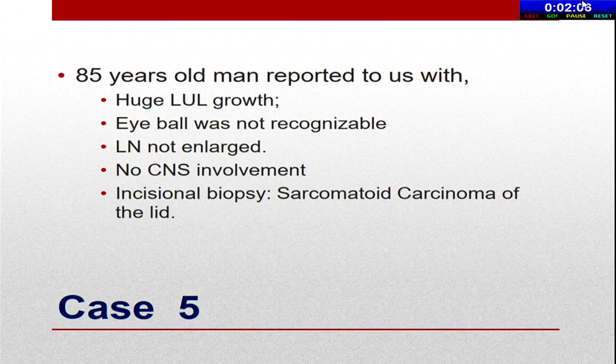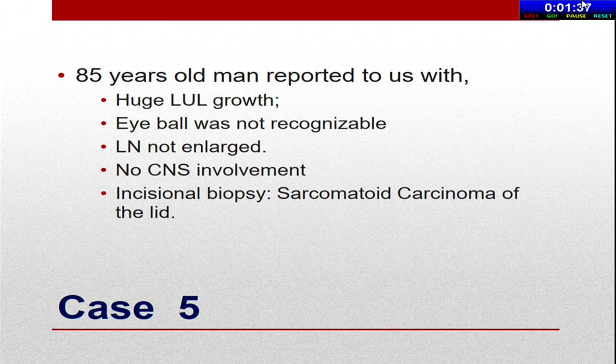And this is my case number 5. It is also an interesting case. I'm showing some interesting cases and some normal cases which we deal with day to day. This was a very old patient, 85 years old. He came with a huge left upper eyelid growth, and the eyeball was not recognizable. There was no lymph node enlargement, no CNS involvement.